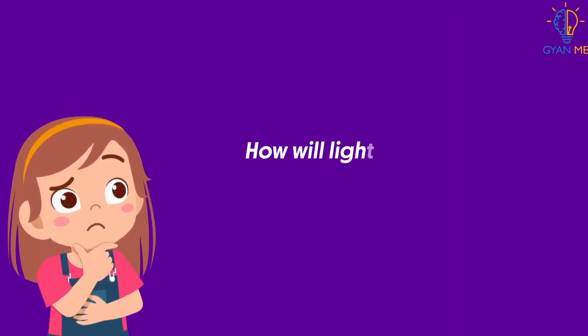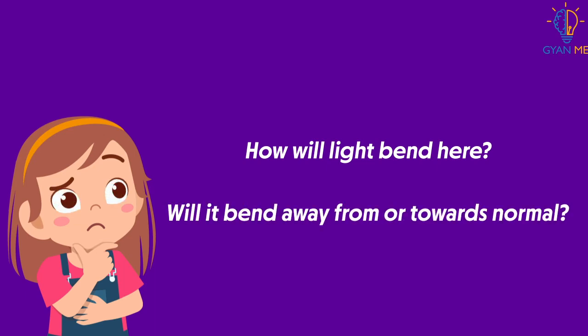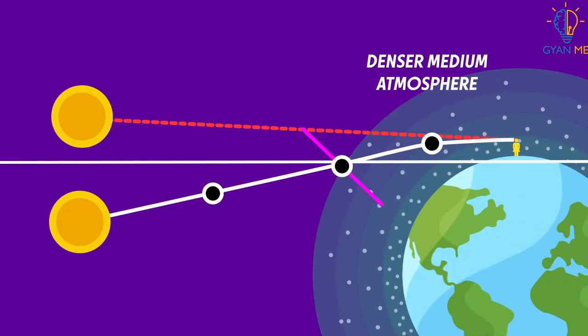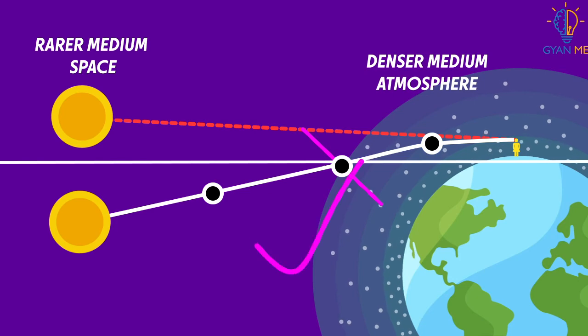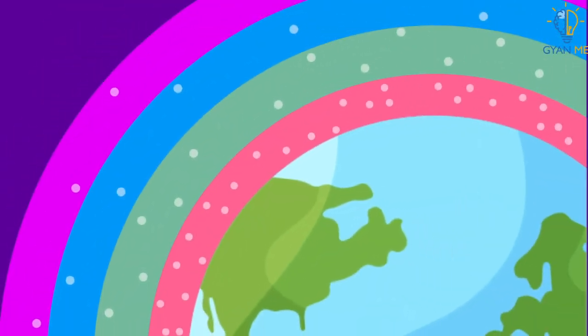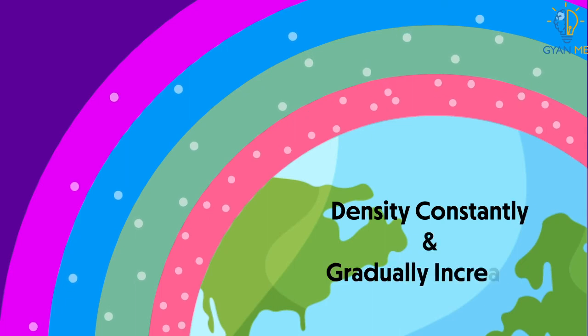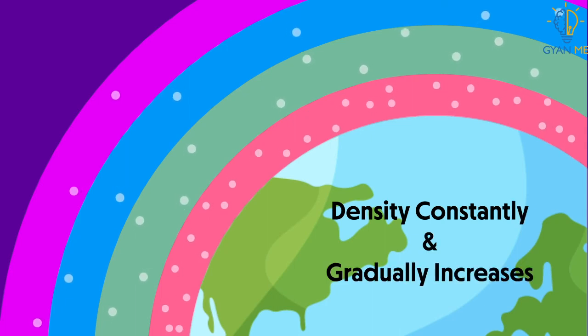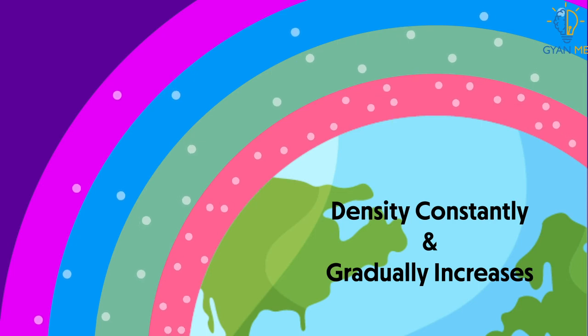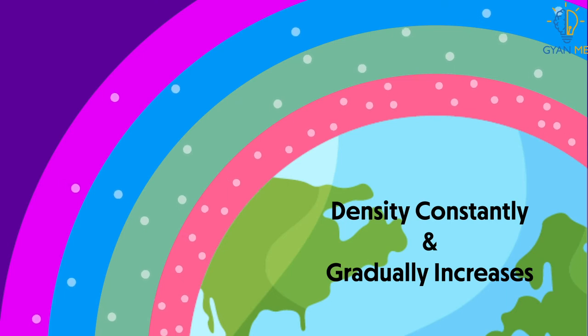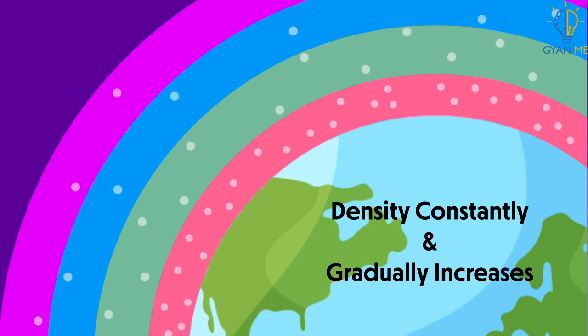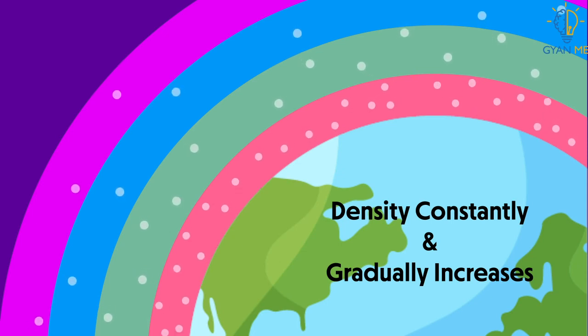So now can you tell me how will light bend here? Will it bend away from or towards the normal? Yes, you are right. As the light enters a denser medium from a rarer medium, it bends towards the normal. Since the density constantly and gradually increases from higher altitude to low altitude, that is, when we are traveling from high in the atmosphere towards the Earth's surface, and the air gets thicker and thicker, the light keeps on bending like this till it reaches the surface of the Earth.